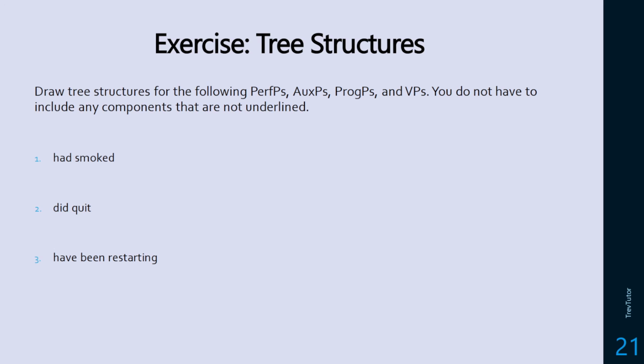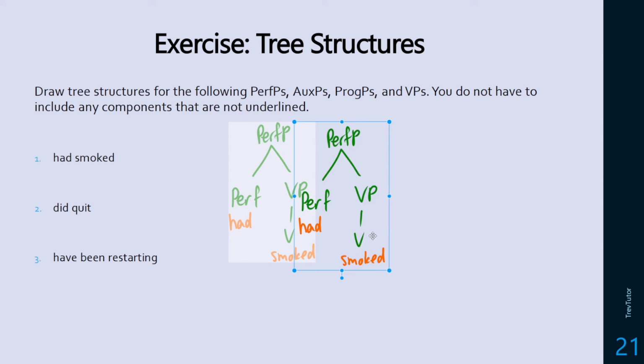So let's take a look for these different types of phrases and draw some tree structures. So had smoked, did quit, have been restarting. So for had smoked, this is going to be a perfect that attaches to a VP. So that's the perfect phrase, VP, and a verb. So that's for had smoked. We can put had here, and we can put smoked down here. So that's going to be the first one.